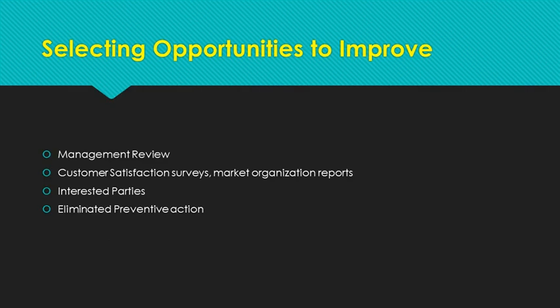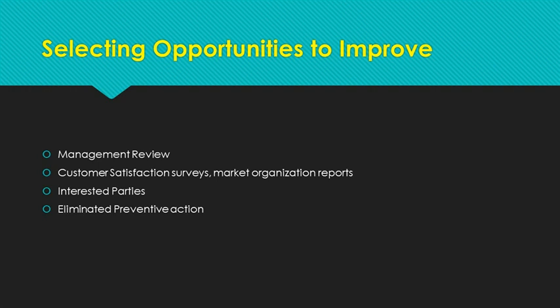So how do we select opportunities to improve? Well, the purpose is to enhance customer satisfaction. This may be a better product, shorter delivery times, lower costs, or lower environmental impact. Improvement opportunities are discussed in the management review, but ideas for improvement can come from customer satisfaction surveys, marketing organization reports, suggestions and recommendations from interested parties. Now remember, your interested parties are people like your employees, your shareholders, your customers, third-party observers, registrars.